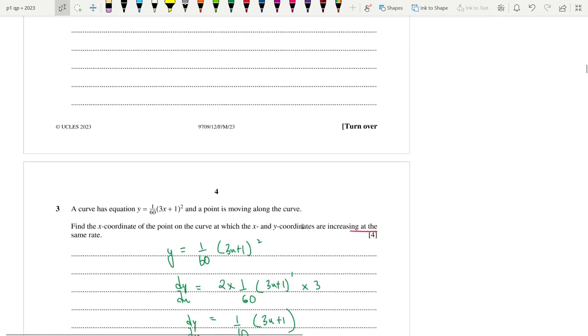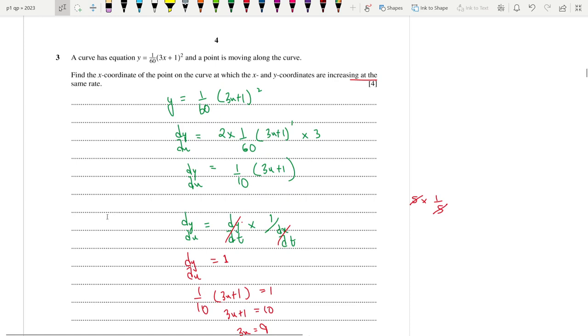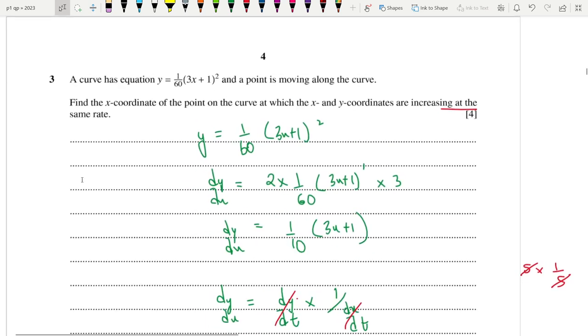Let's move on to the next part. A curve has equation y is equal to 1 by 60, 3x plus 1 whole square, and the point is moving on the curve. Find the x coordinate of the point on the curve at which the x and y coordinates are increasing at the same rate.